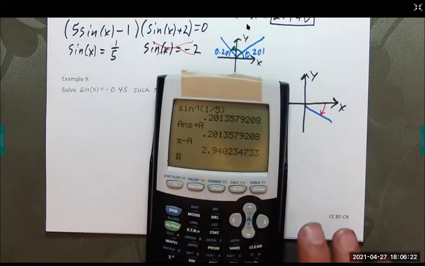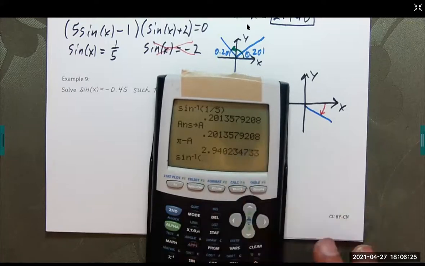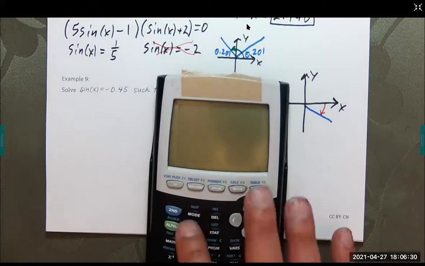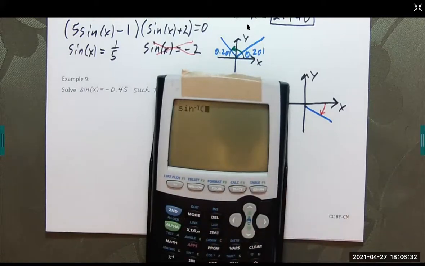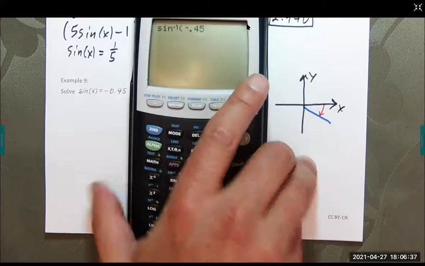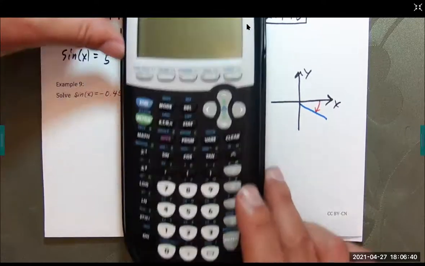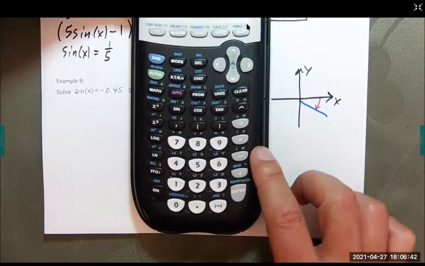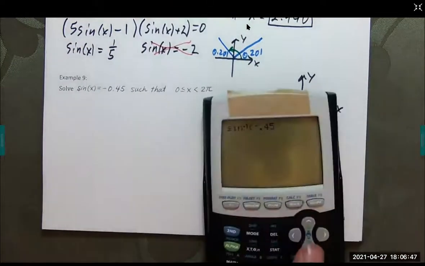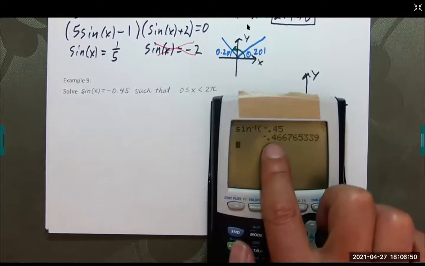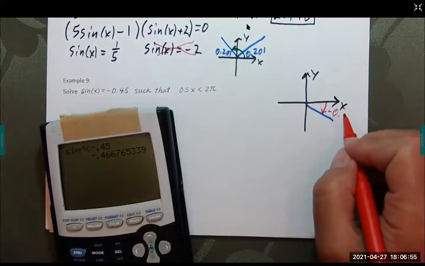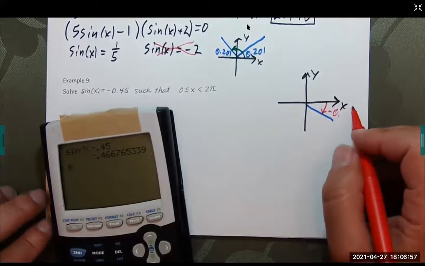So inverse sine. Let's once again check radian. Inverse sine of negative 0.45. Now I want to point out I am using the negative button down here. I'm not using the subtract button. If you use the subtract, it won't work. It won't like that. All right, and you'll notice it gives me a negative angle. It gives me a negative 0.467.